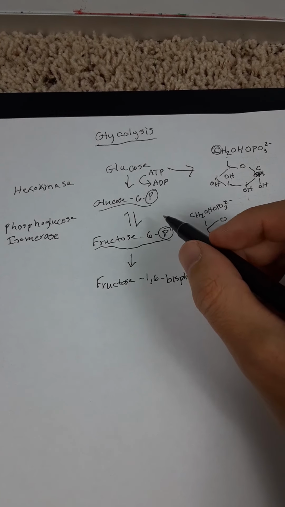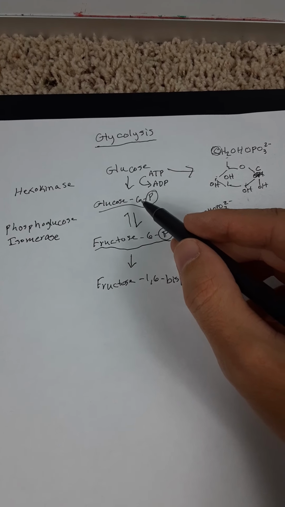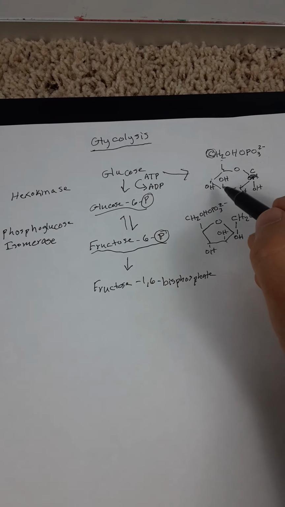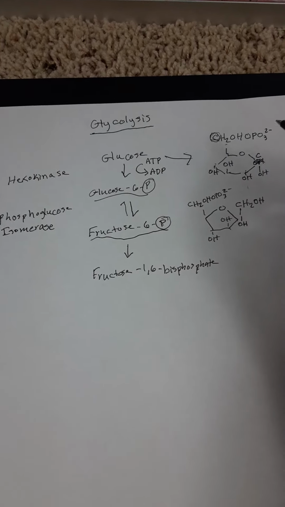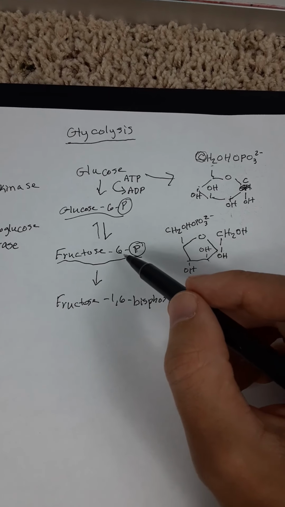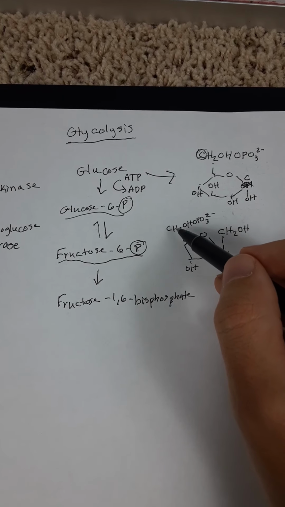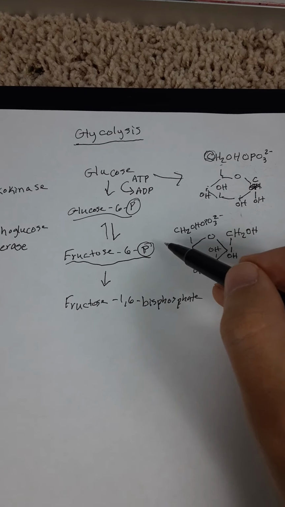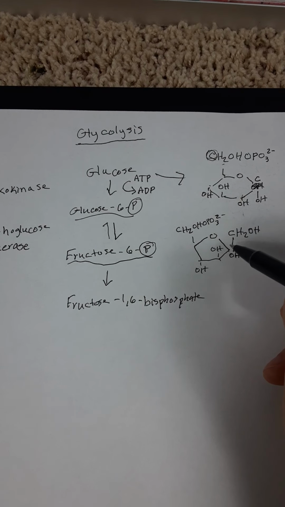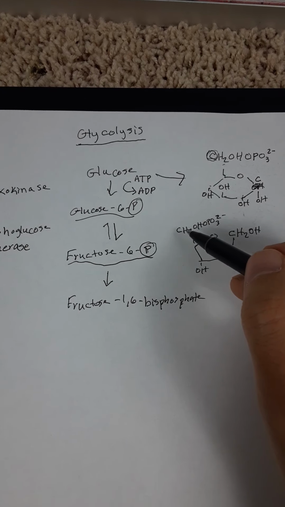Now 1,6. I explained up here that when it's on the 6th, you have the phosphate on the 6th carbon. So there's the phosphate group, attached to the 6th carbon. Down here it's a fructose, and the phosphate is attached to the 6th carbon. Fructose because it has 5 sides, still 6 because there's still 6 carbons. 1, 2, 3, 4, 5, 6.